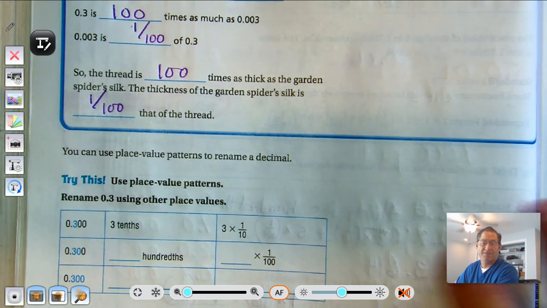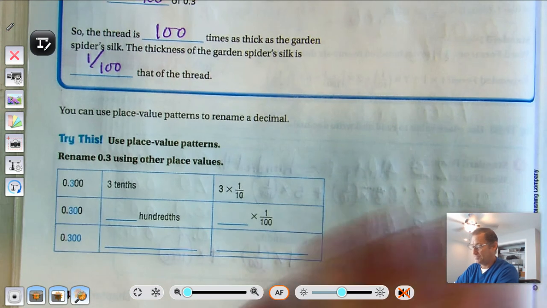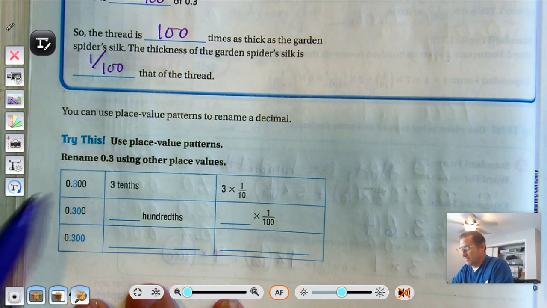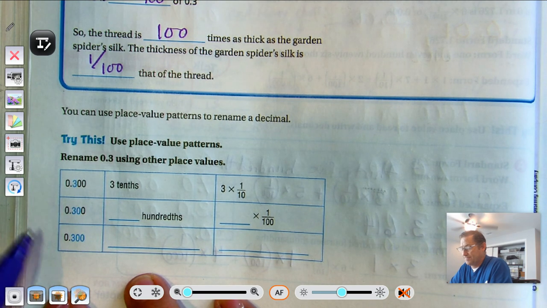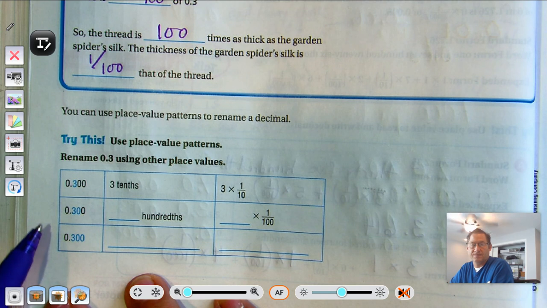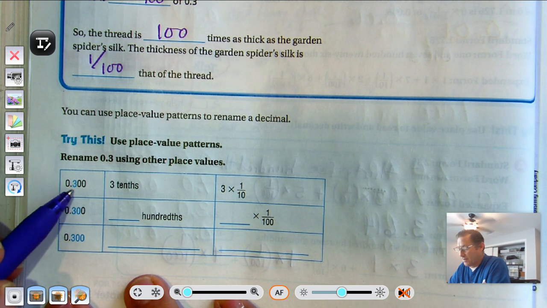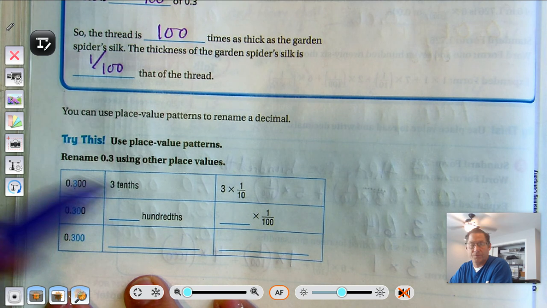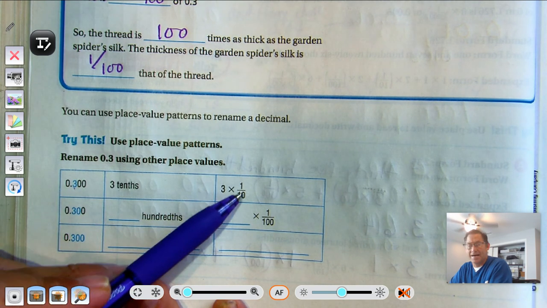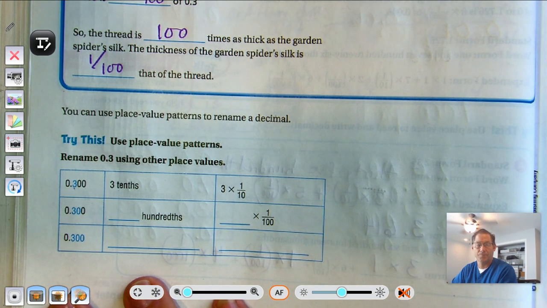Okay, we can also use place value patterns to rename a decimal. So let's look at this one. We start off with 0.3, okay? 0.3. We're just focusing on the blue 3. Well, how much would that be? That would be 3/10. And we'd say 3 times 1/10.